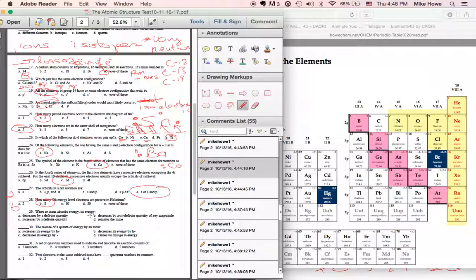Okay, when an atom absorbs energy, what happens to its energy? Does it go up or go down?